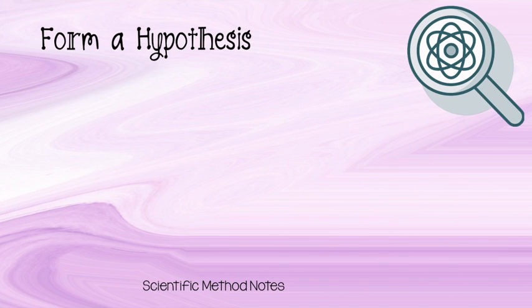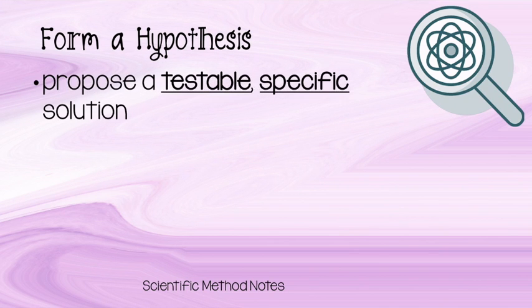Once we have identified our problem and we have done our research, it is time to form a hypothesis. So a hypothesis is a testable, specific solution to our problem, or answer to our question. So if I want to look at how sunlight affects flower growth, then my hypothesis may be something like increased exposure to sunlight will cause flowers to grow taller. That's a hypothesis. It's specific, it's testable, it addresses my question.